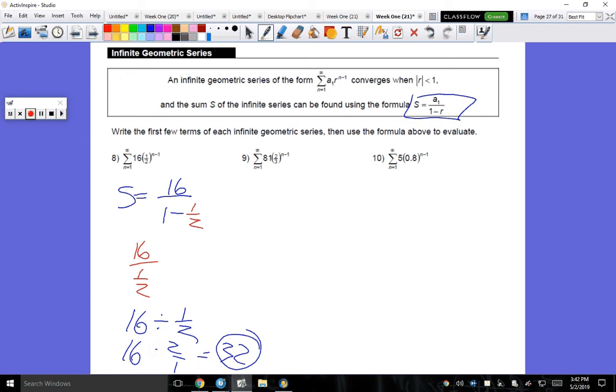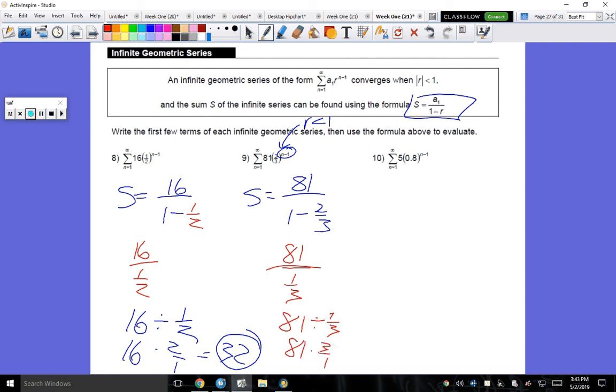You with me? Over here, the same thing. It is geometric because you see the power. R is less than 1, so this will work. And if you want to know what all these numbers would add up to eventually, where they would just stop, it would be 81 over 1 minus 2/3. Here we go. 1 minus 2/3 is 1/3. And 81 divided by 1/3 is the same as 81 times 3 over 1. So you have 243 is what the series would converge to.